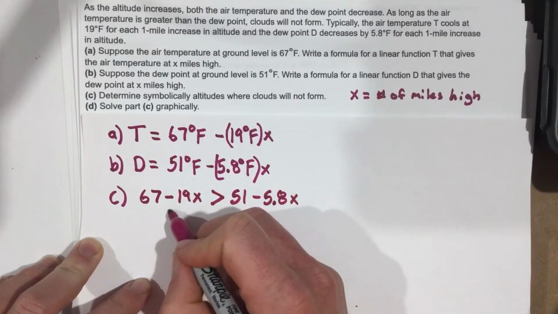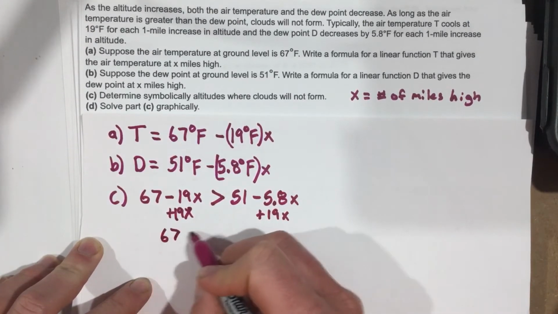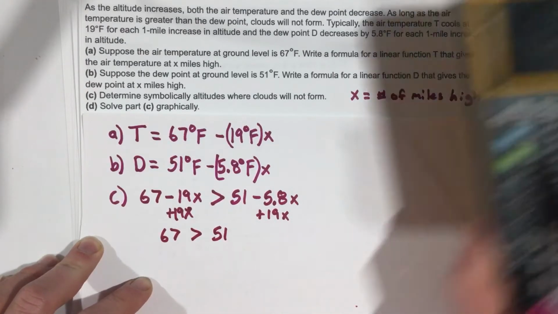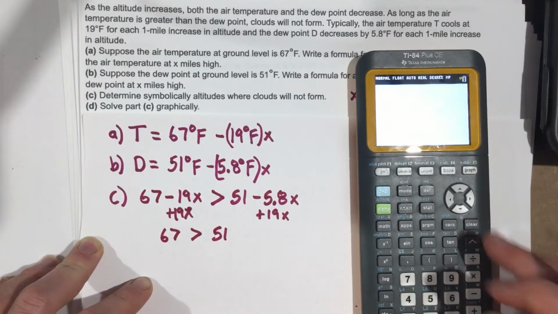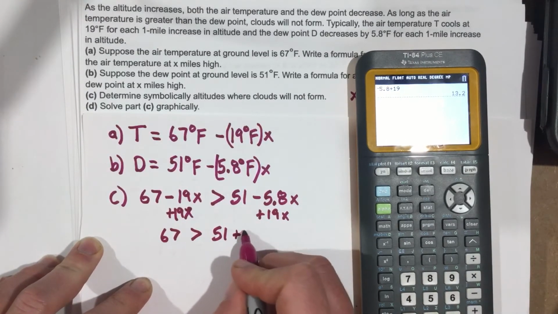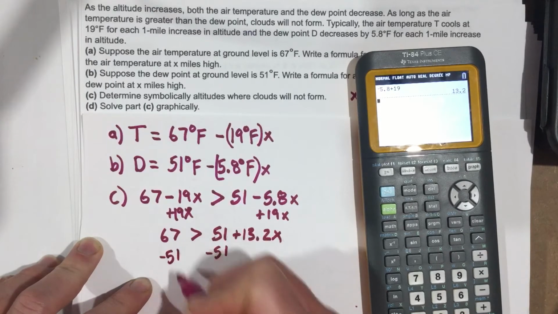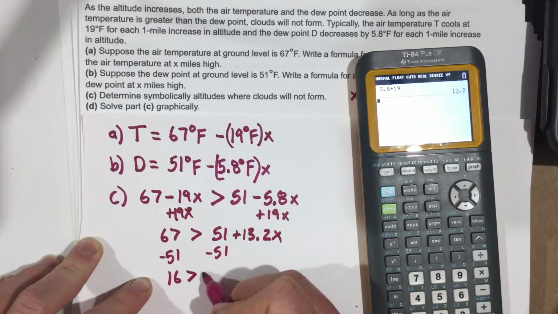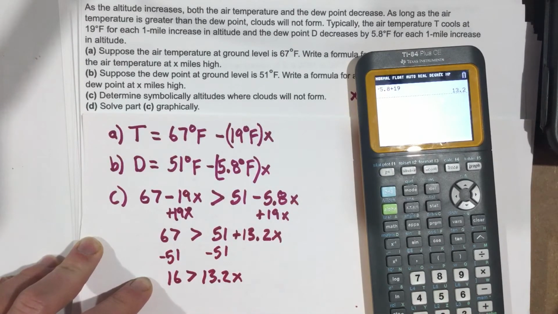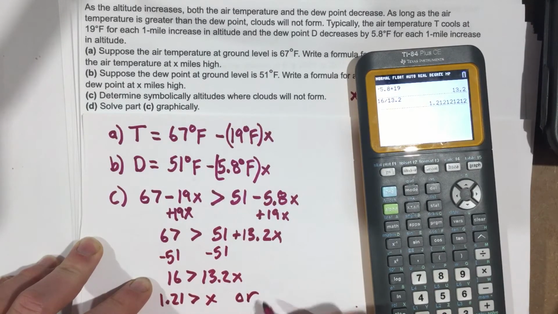Let's go ahead and solve. So we'll add 19x over. And that gives us 67 greater than 51, let's see, negative 5.8 plus 19, 13.2. So we're going to say plus 13.2x. Now we can subtract the 51 over. And that's going to give you 16 greater than 13.2x. Finally, we can take 16 divided by 13.2, and we get 1.21, greater than x, and I'm going to rewrite that, so x is on the left side, so x less than 1.21.